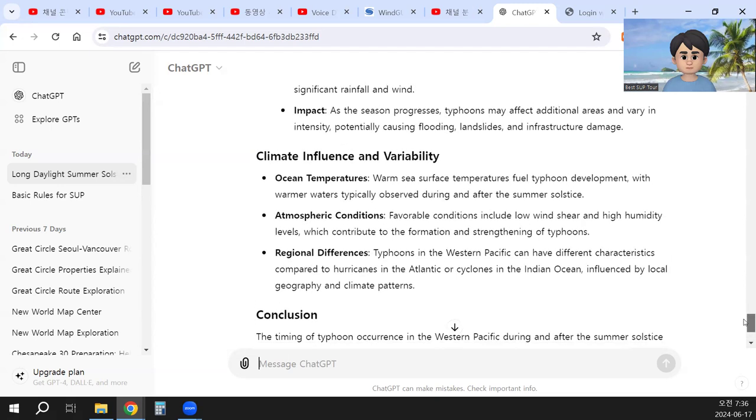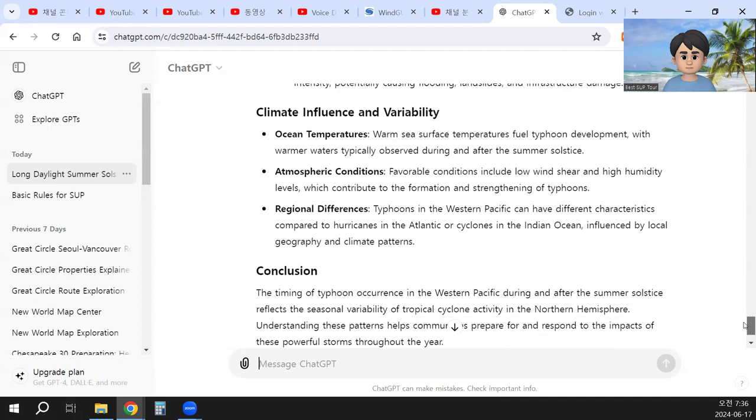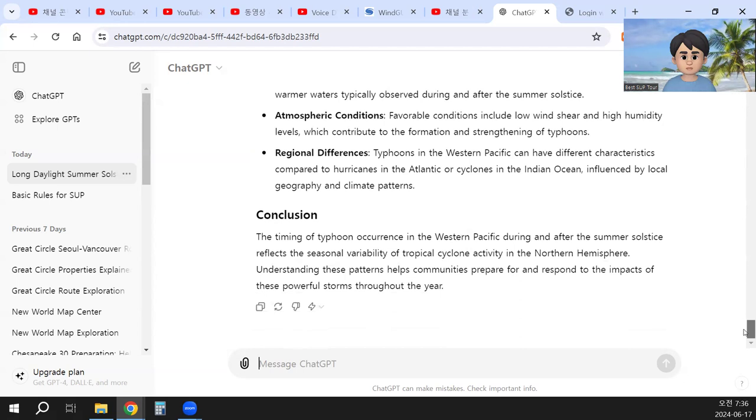Climate influence and variability: warm sea surface temperatures fuel typhoon development, with warmer water typically observed during and after the summer solstice. Favorable atmospheric conditions include low wind shear and high humidity, which contribute to the formation and strengthening of typhoons. Typhoons in the Western Pacific can have different characteristics compared to hurricanes in the Atlantic or cyclones in the Indian Ocean, influenced by local geography and climate patterns. Understanding these patterns helps communities prepare for and respond to the impact of these powerful storms throughout the year.